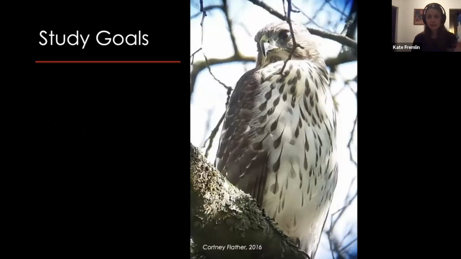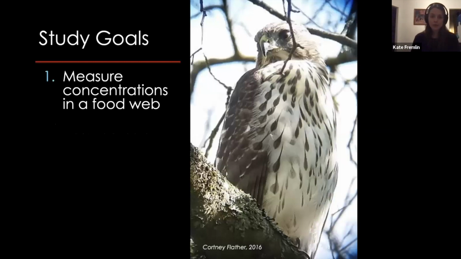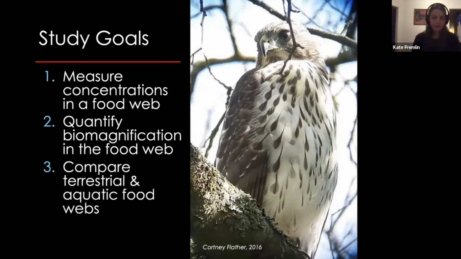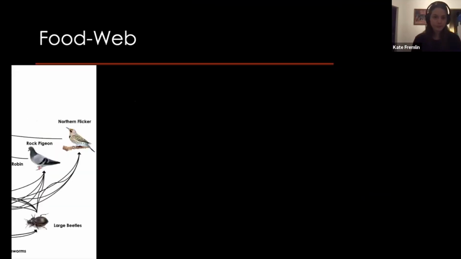So the main study goals for my research were measuring the concentrations of these various contaminants that I've shown you in a food web that included the Cooper's hawk. And then we would quantify the amount of biomagnification occurring in the food web. And then we also wanted to compare what goes on in a terrestrial food web to what has been previously done in aquatic food webs and see what kind of differences there were.